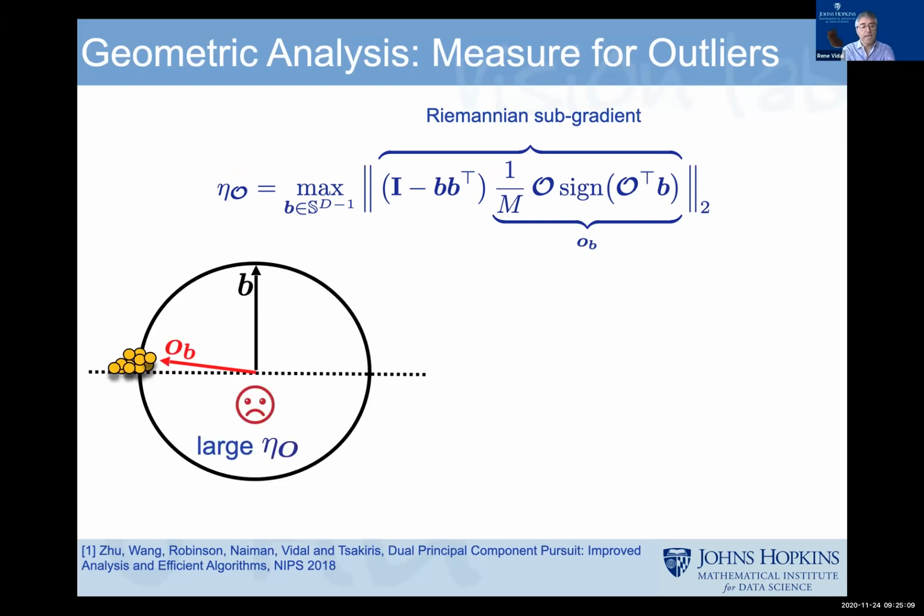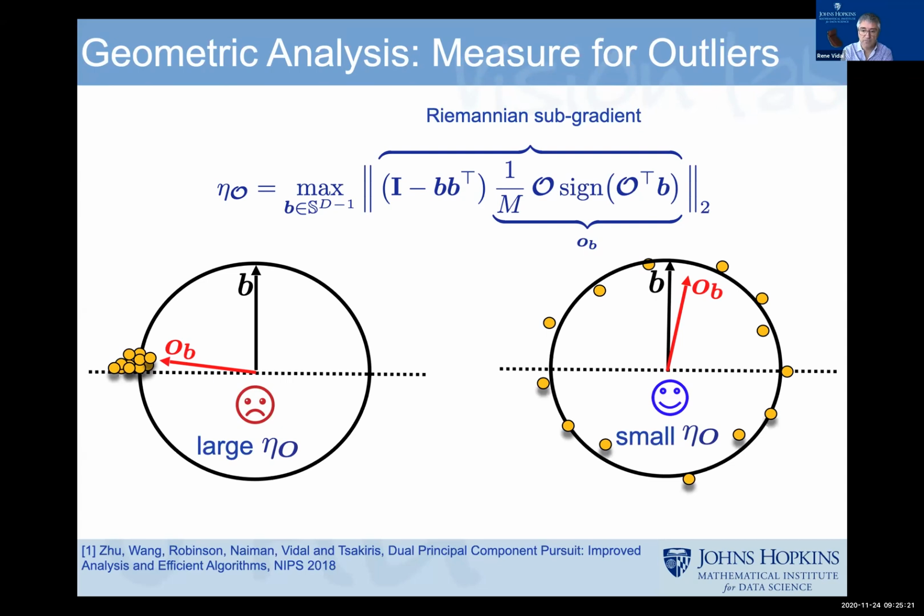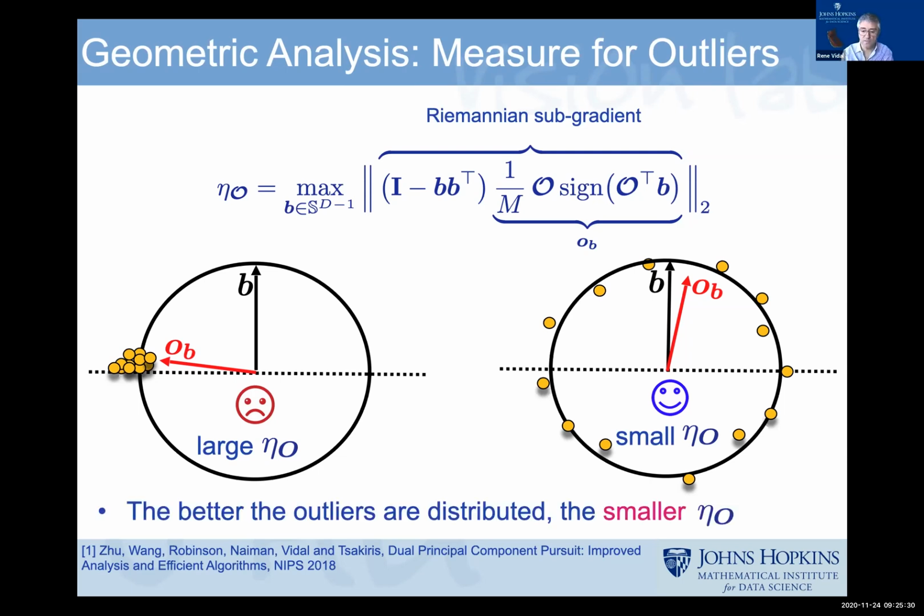And so again, if the outliers are highly concentrated in one particular region, this number is going to be very large. Conversely, if the outliers are well distributed, then this number is going to be small. And as we will see in the theorems, we will want this number eta to be small. The better distributed the outliers, the smaller the eta.